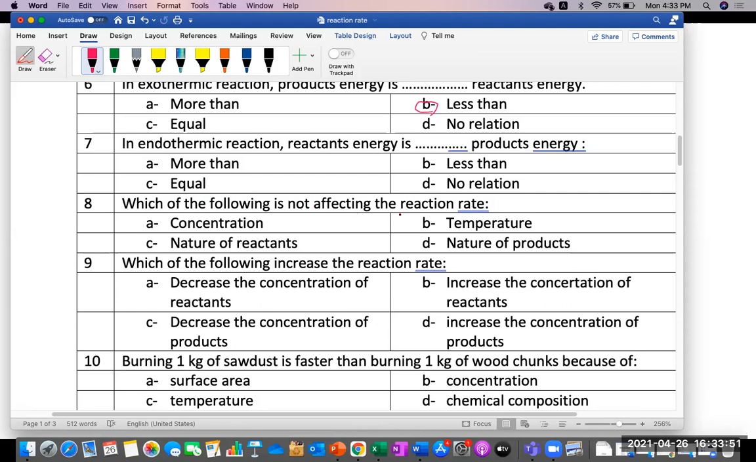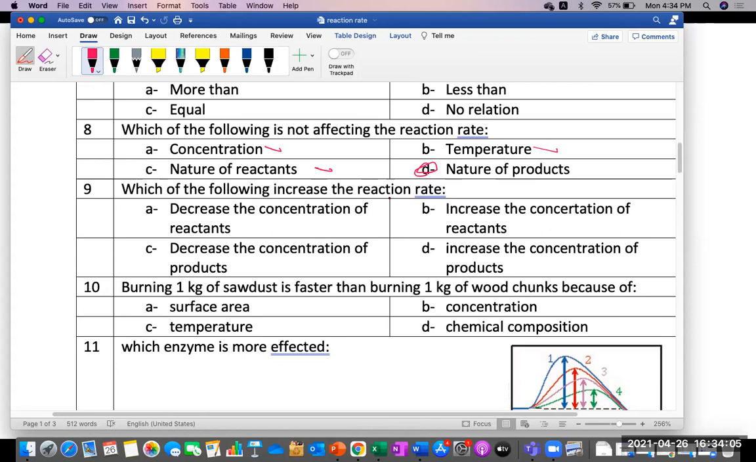Which of the following is not affecting the rate of the reaction? We know the concentration is one of the 5 factors that we said, and again, the nature and temperature, but the nature of the product, we didn't say this one. So this one is not affecting the rate of the reaction. Which of the following increases the rate of the reaction? Decrease the concentration. We said that the concentration has a direct relationship with the rate. So if you increase the concentration, the rate will increase. So this one was wrong. Increasing the concentration would of course increase the rate. The concentration of the product actually doesn't affect the rate of the reaction.